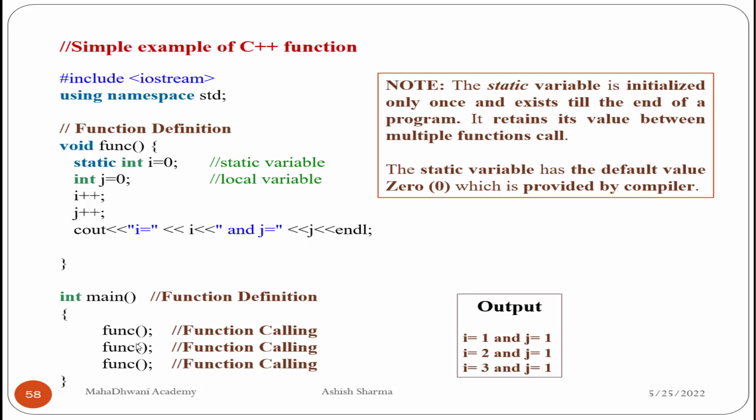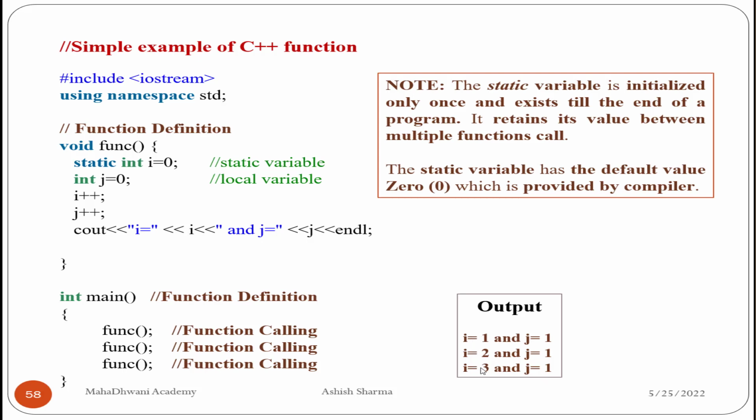Again the next statement is a function call, so the jump will go again to the definition part. Here again we can understand the value of i is 2, so this value becomes 3, and i becomes 3, but the j value is again initialized to 0 and it will become 1. So in the cout section, i is 3 and j is 1. So we can see the output of the program: i is 3, j is 1.